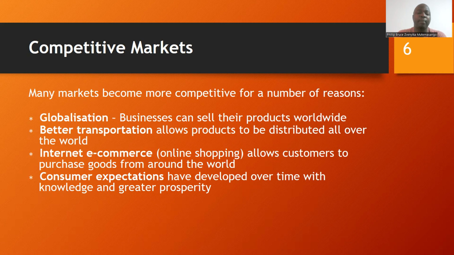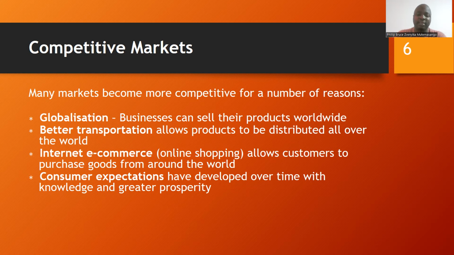And this has been made possible through businesses being able to sell their products worldwide. We do have iPhones in our country, HP laptops in our country, various cars from various countries in our country. Some are imported, and all that has been made possible through globalization. And what has made this possible? Better transportation, which has allowed the products to be distributed all over the world. It can be through air, water, sea, or rail transport, which has been used ever since to make products available worldwide.